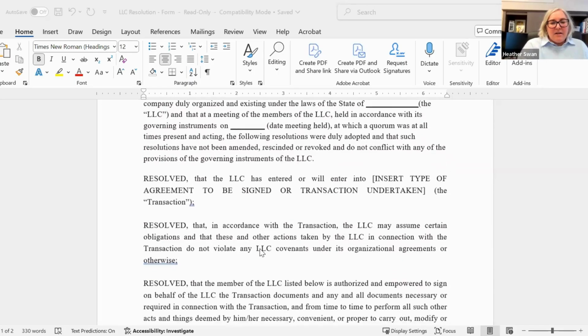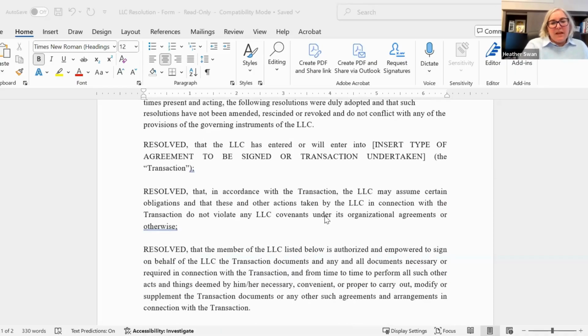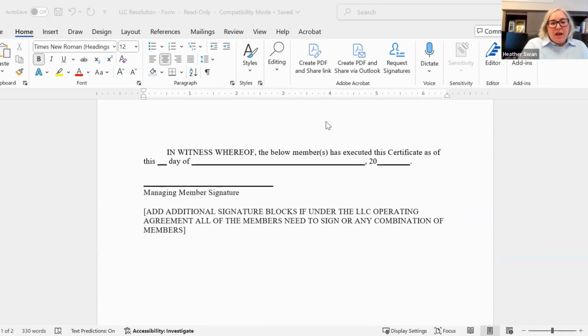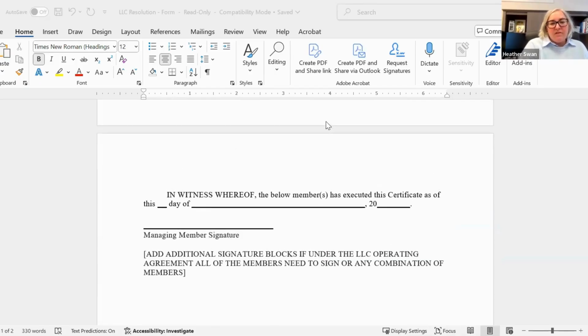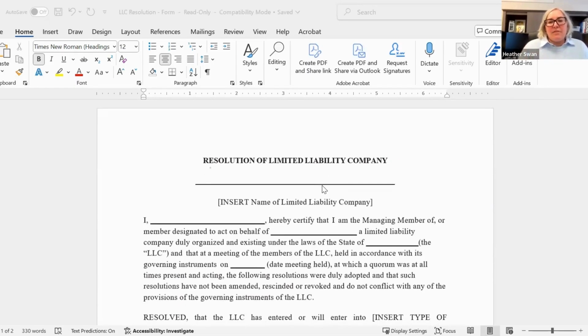And then you see here, it's resolved that the LLC has entered into, or will enter into, a purchase and sale agreement for the purchase of real property, which is typically something you would see here. And then it could be resolved that in accordance with the transaction, which will be up here, the authorized member can sign loan documents or any other documents necessary to complete the purchase of the property. And that's it. It's usually just a one-pager.